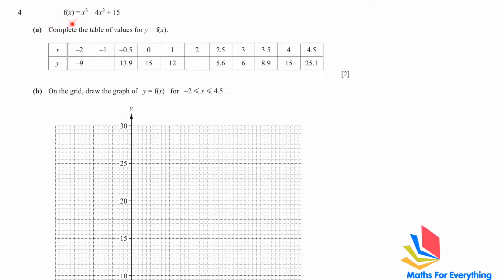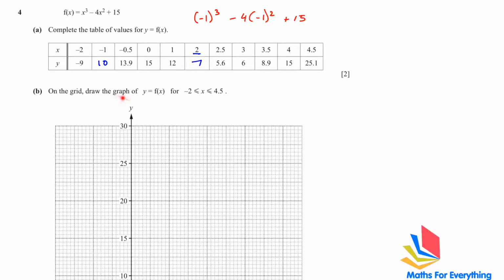Question number 4, we have been given an equation f of x is equal to x cubed minus 4x squared plus 15. We have been given a table and we have to find the value of y when x is negative 1 and x is 2. So in place of x, substitute negative 1. Remember to write it in a bracket. So if you're writing negative 1 cube minus 4 negative 1 square plus 15. When you put this in the calculator, you will get 10. And the same way, in place of x, now we are going to substitute 2. And we will get 7.